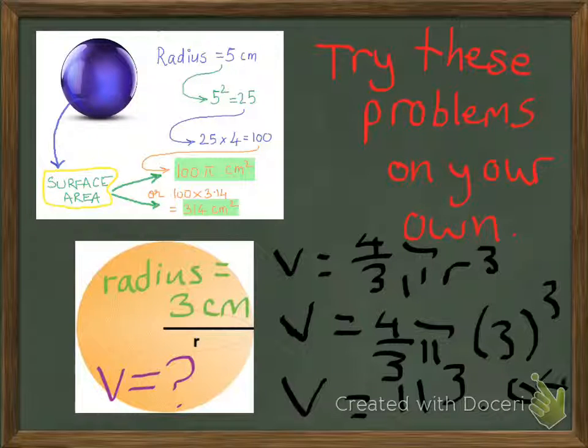113.04. But then you also have to remember that since it's volume and we have a unit, it would be centimeters cubed. And so your answer for the second one was volume is equal to 113.04 centimeters cubed. And remember, this was an exact answer, so do not use an approximately sign. Now, that's basically how you do surface area and volume of a sphere.